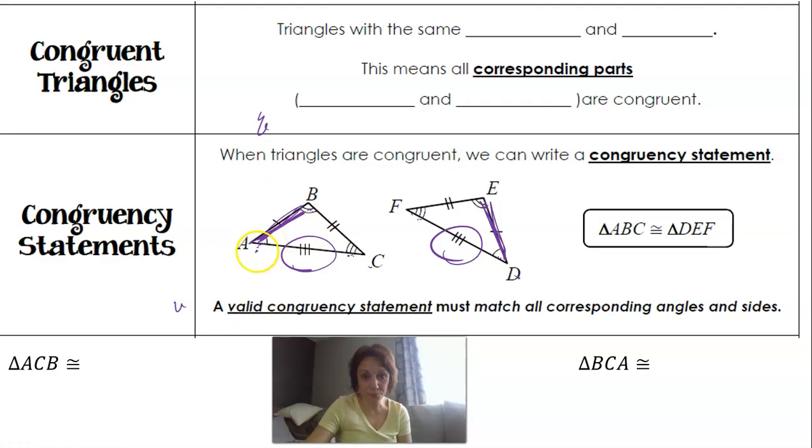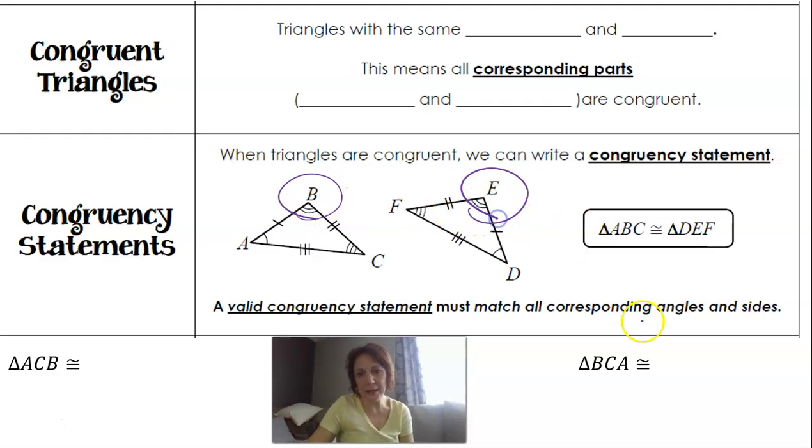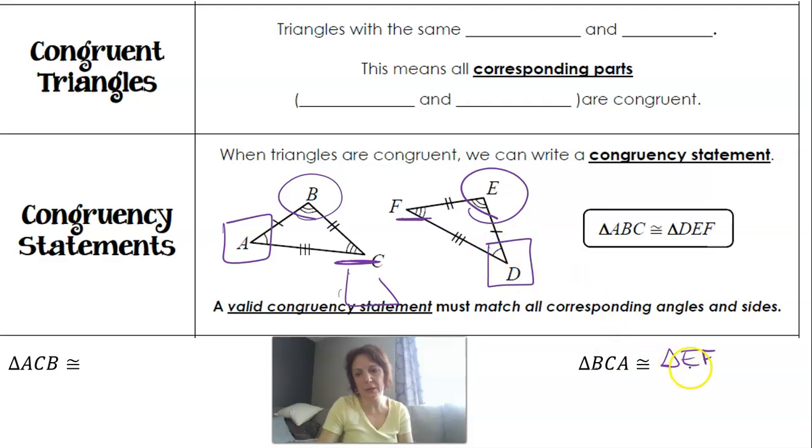Okay, let's see. BCA. So once again, I'm going to clear. B goes with 2 arcs, E. So over here, if the first letter here is B, the first letter over here has to be E. C, 3 tick marks. So go over here, find my 3 tick mark angle. That's F. And then last but not least, A is my 1 tick mark angle. So I come over to this triangle. There it is, D. The parts that line up.